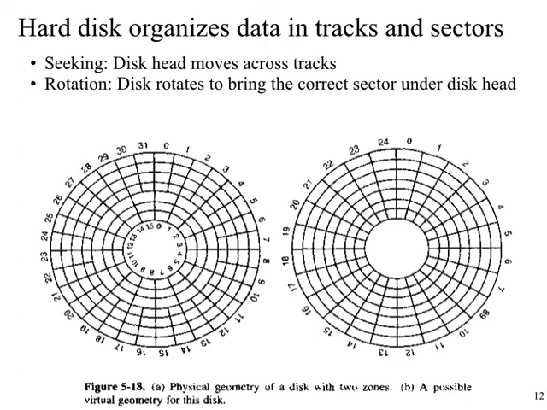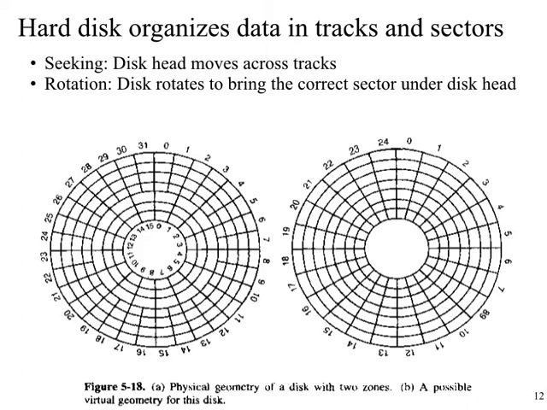But notice in this figure that there are two views of the disk. One is the actual physical layout of the disk, and the second is a virtual geometry of the disk which is exposed by the device controller. In the physical layout of the disk, the tracks at the interior of the disk have fewer sectors, whereas tracks toward the outside of the disk have more sectors. Thus the sector density varies as you go from inner tracks to outer tracks.